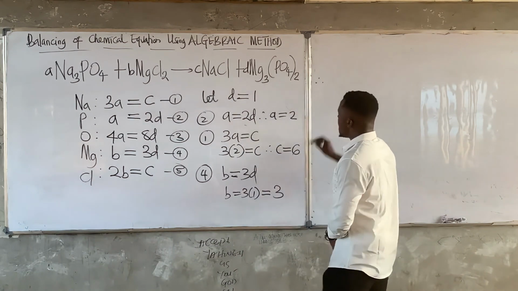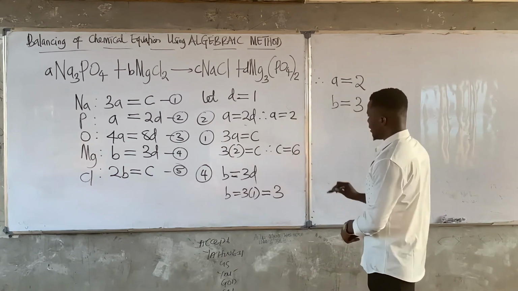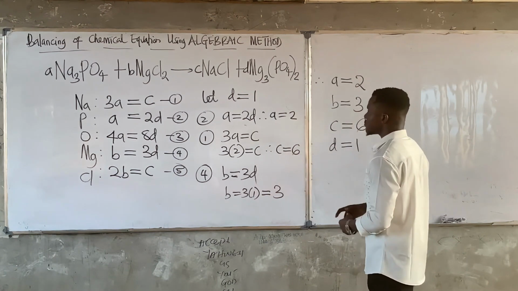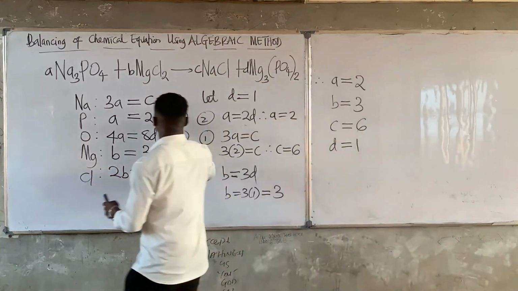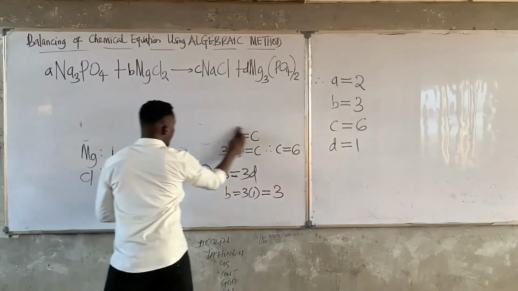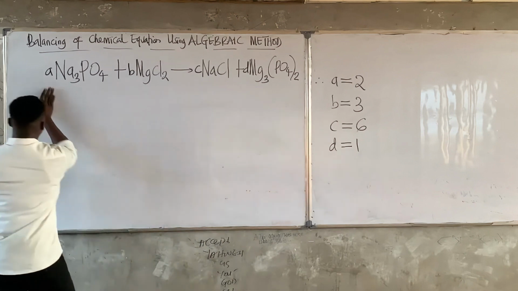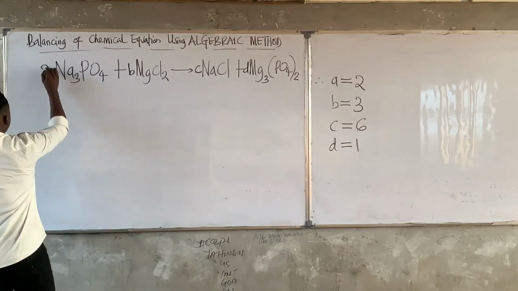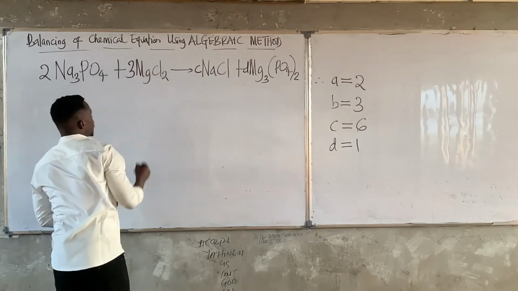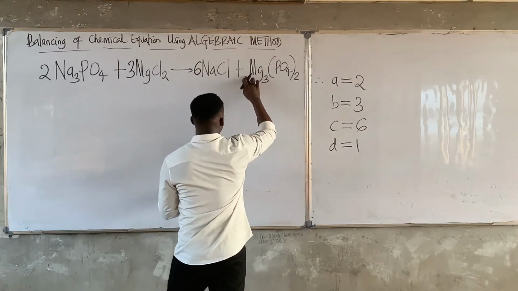Therefore, my A is equal to 2, my B is equal to 3, my C is equal to 6, and my D is equal to 1. I can now come back here and substitute the entire values. Anywhere I see my A, I'll put a value of 2. Anywhere I see my B, I'll put 3. Anywhere I see my C, I put 6. And anywhere I see my D, I put 1.